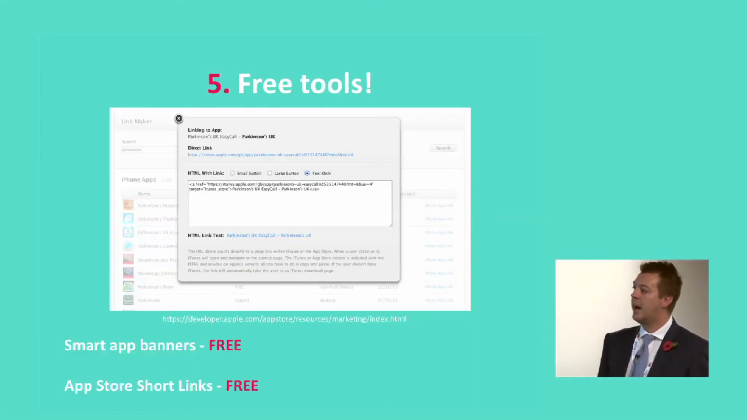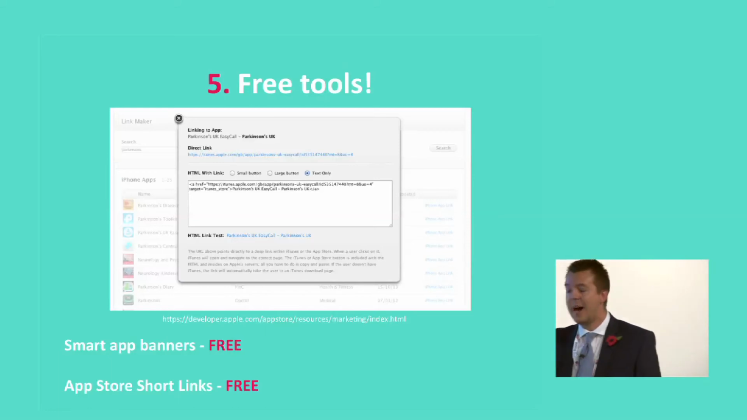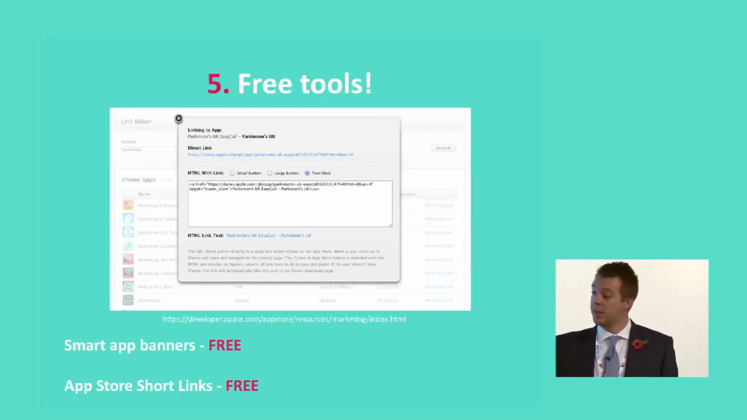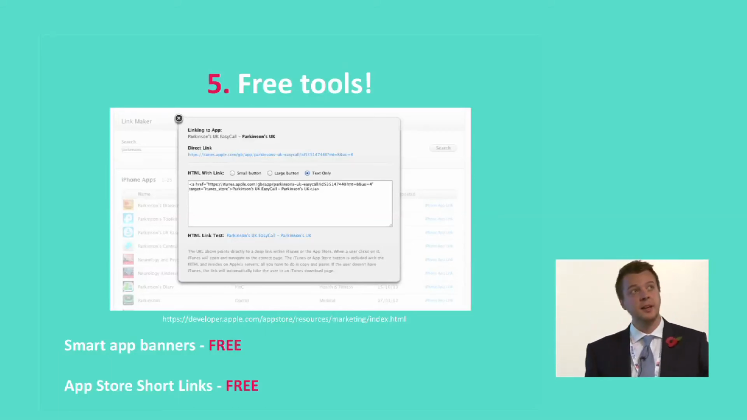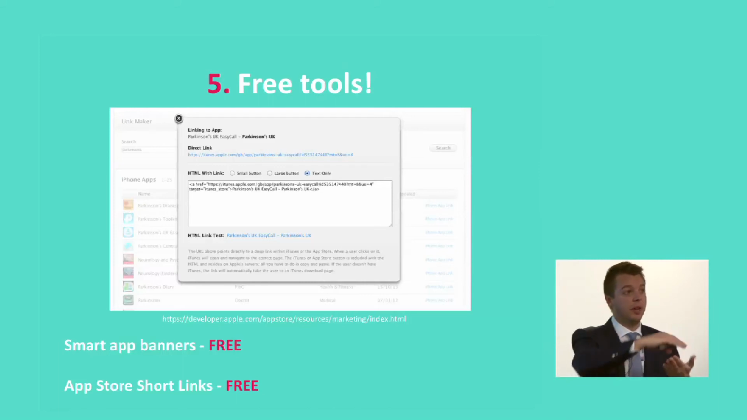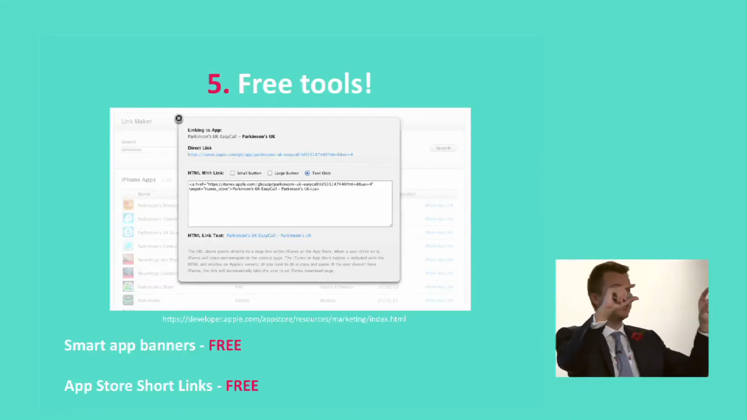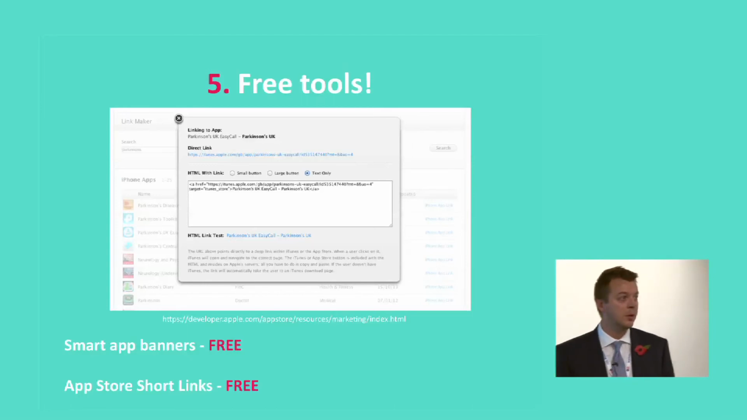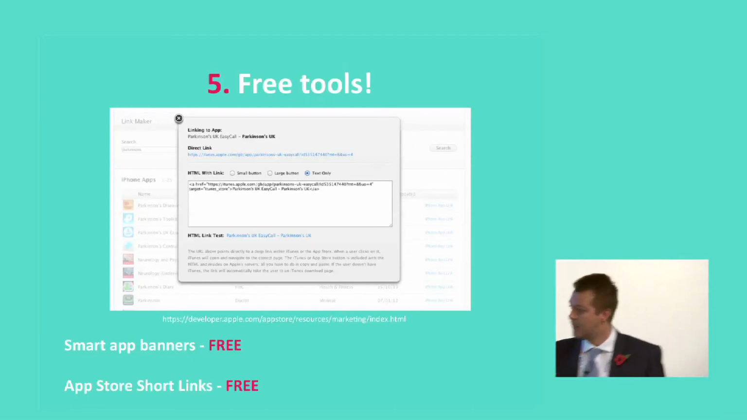Some free tools. Apple will give you a link builder. Use that if you want to get your app out there. The smart app banners. How many people don't use that? It's unbelievable. It's a free tool. So when you type in Parkinson's app, what it comes up on the search is that the application's there. You tap to download. Dead simple. Great user acquisition method. App Store short links. Stick it on your email signature. Use Apple's App Store short links. Takes you straight to the App Store for them to download it. It takes 2 minutes to do, and I just don't see it. I just don't see it happening.